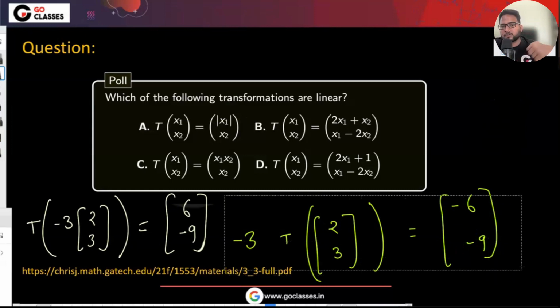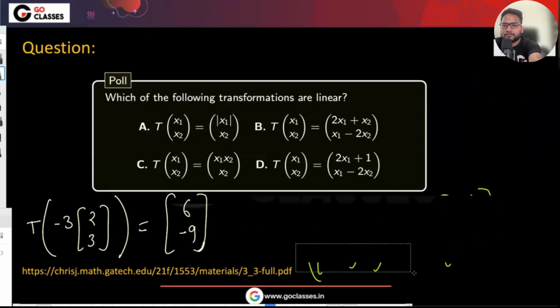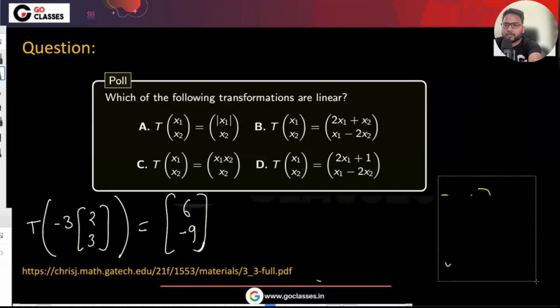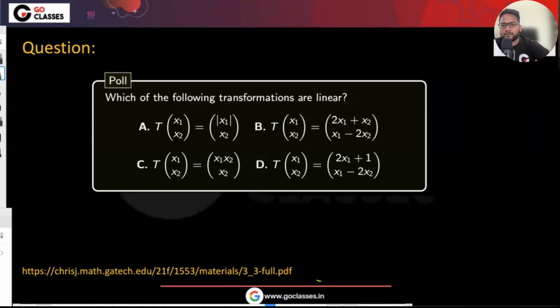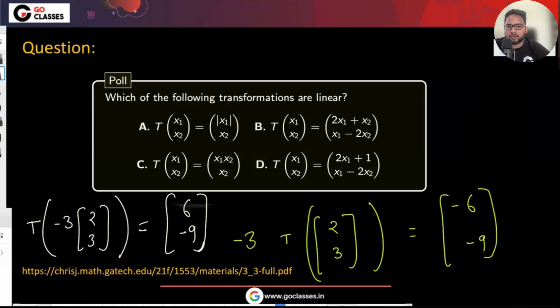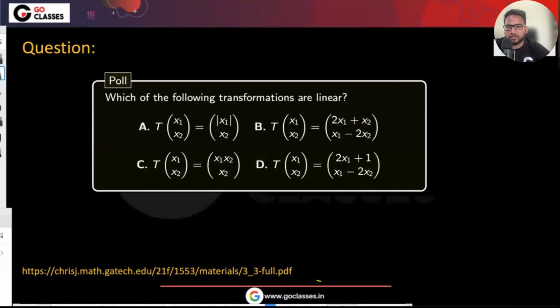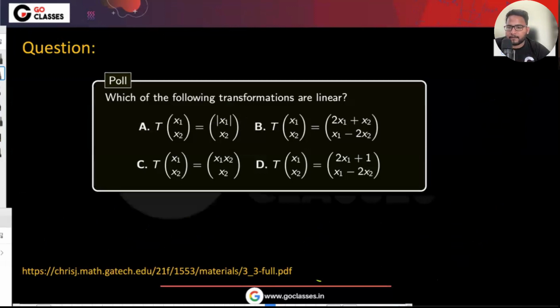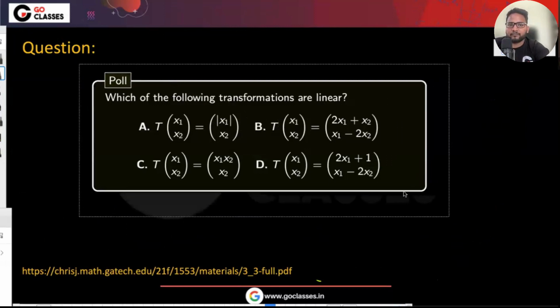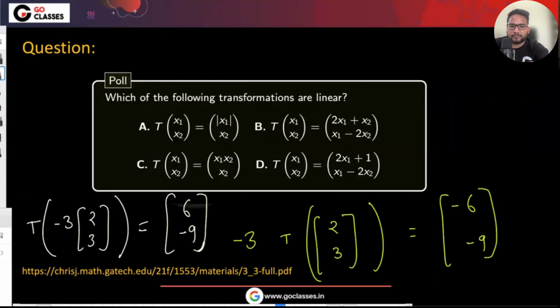Okay. So maybe I can just remove this so that later on I can have the question and the answer on different slides. This is the question. This is the solution of this. Okay. So now, sorry, let's see whether B, C, and D are linear transformations or not.